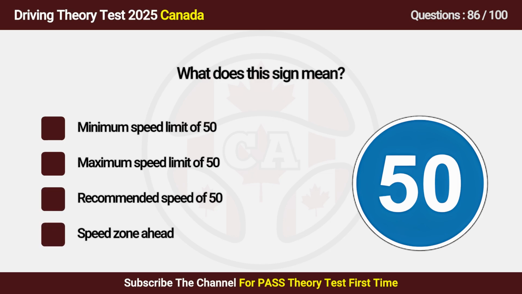A. Minimum speed limit of 50. B. Maximum speed limit of 50. C. Recommended speed of 50. D. Speed zone ahead.